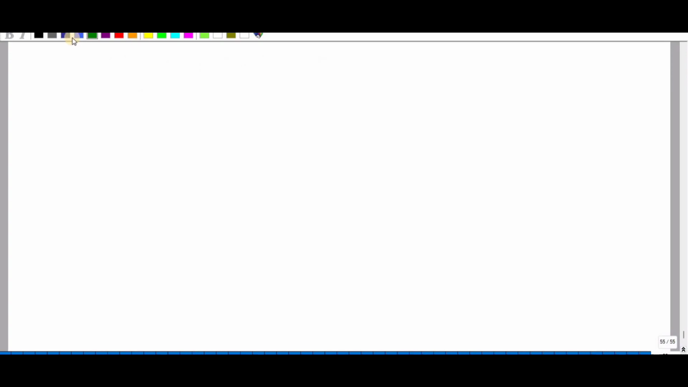So let us discuss the first problem. They are asking to design a synchronous mod 6 counter and implement it using JK flip-flop.